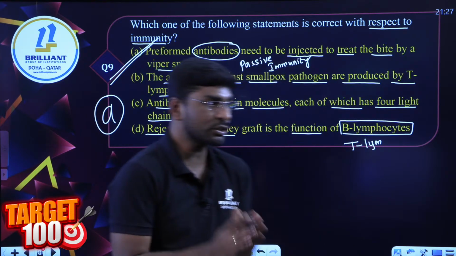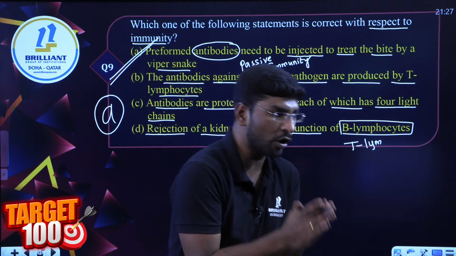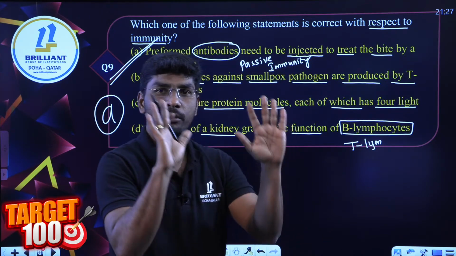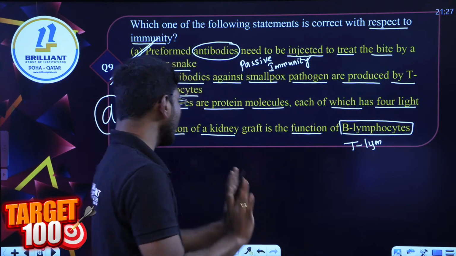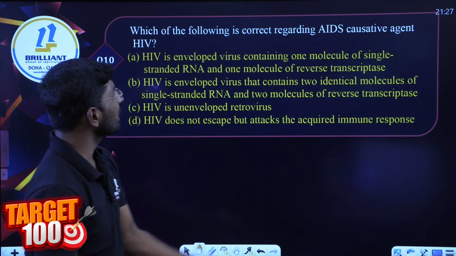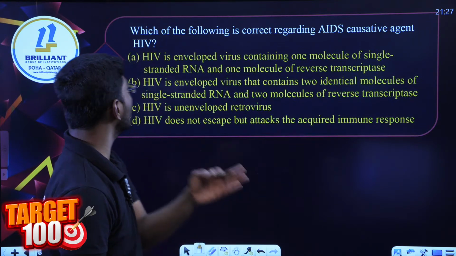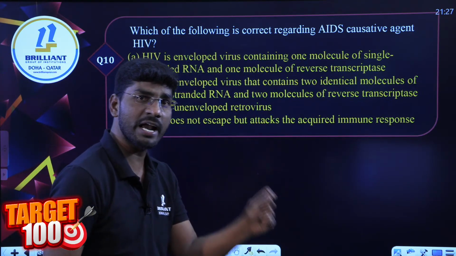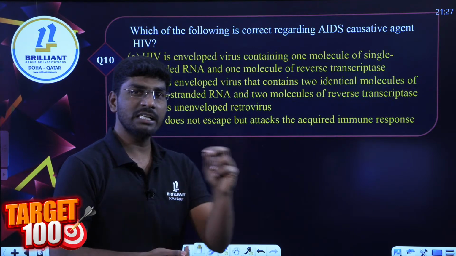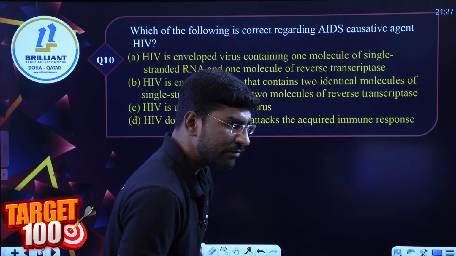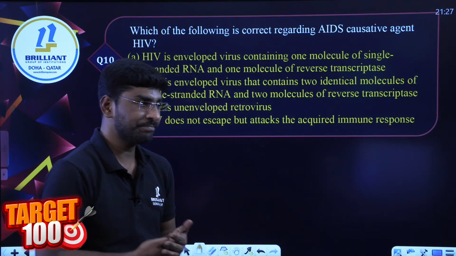Very good. Next question, exclusively for online students. You have to answer this question. Only you have to, I will be silent. Question number 10. Which of the following is correct regarding AIDS causative agent HIV? Very important question. 10 seconds I will be silent. Anyone of you give me the right answer?